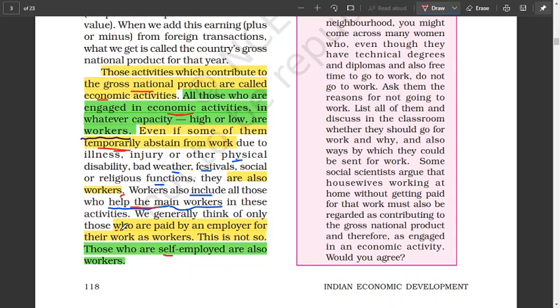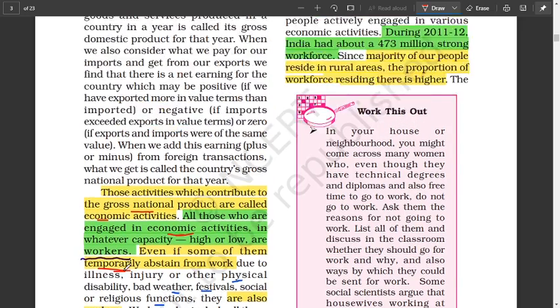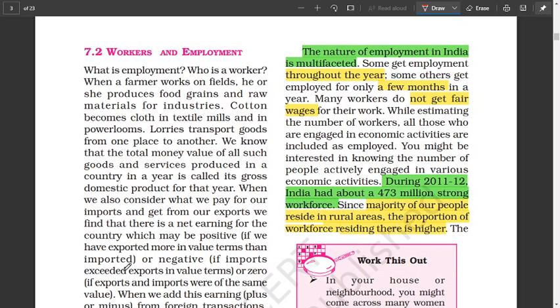We tend to understand workers as those who are paid by an employer. But the fact is that those who are self-employed, who employ themselves and are not under anyone else, also are workers. So workers can be self-employed or under an employer. Those are workers working for economic activities.